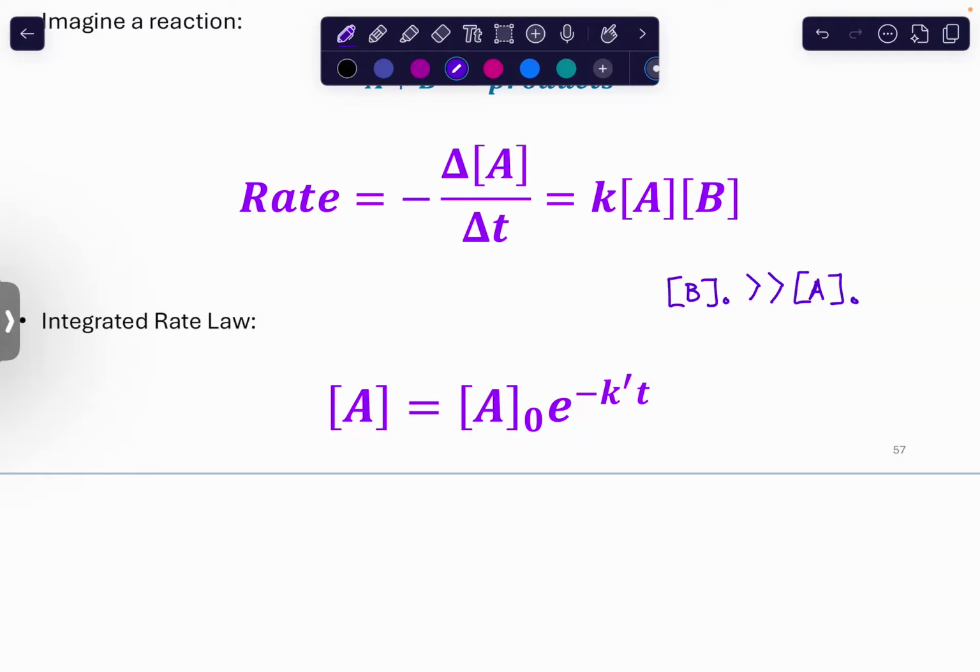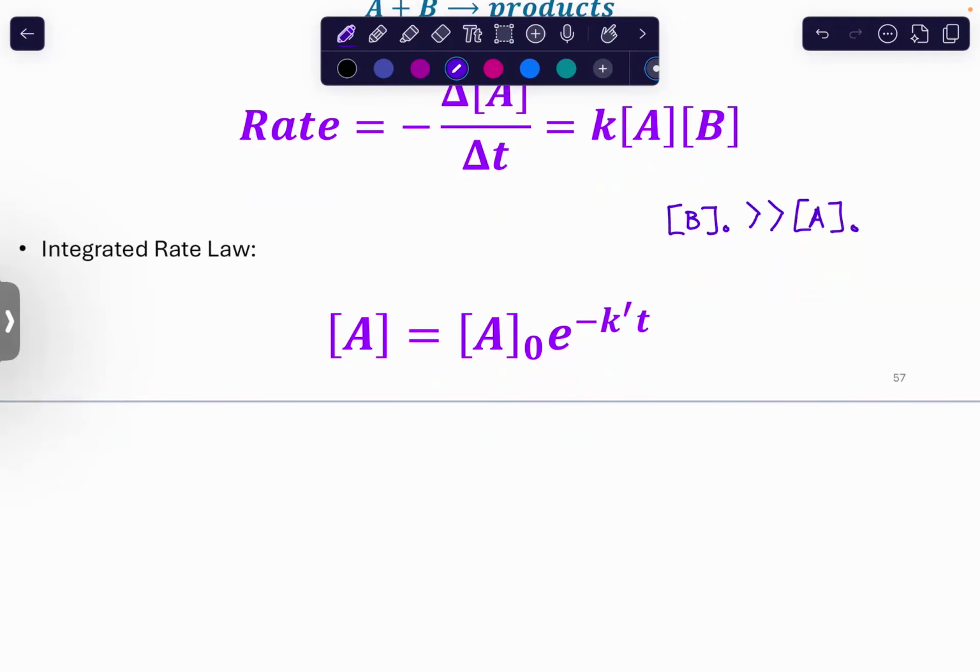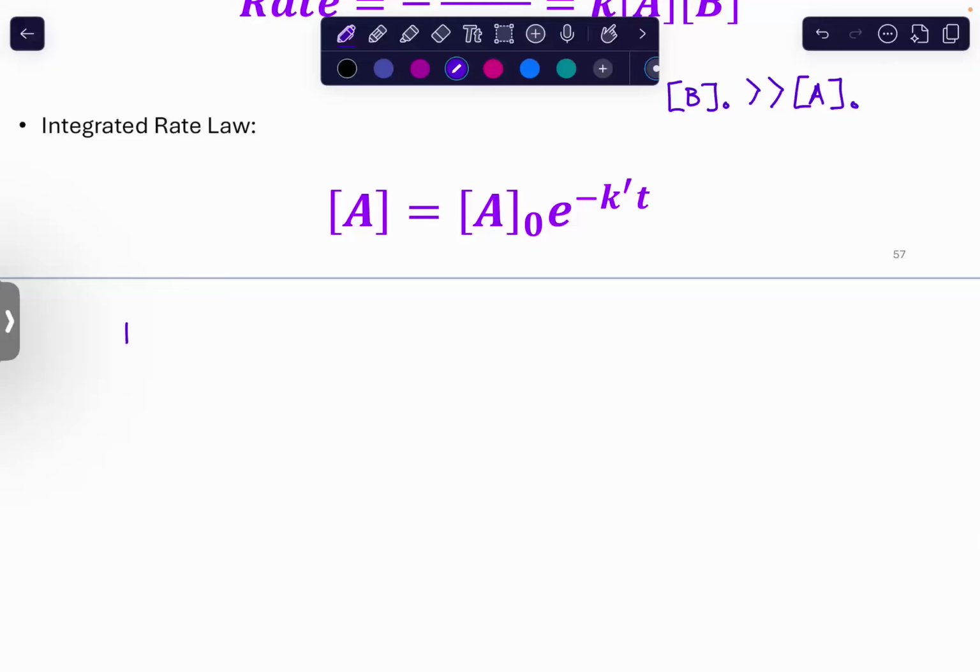So we don't really even consider it in any of our rates or anything. So now that means that our rate, we can just put the initial concentration of B back in because the change in it is going to be so negligible that it's not even really going to matter. Not always. It's just the one we chose this time.